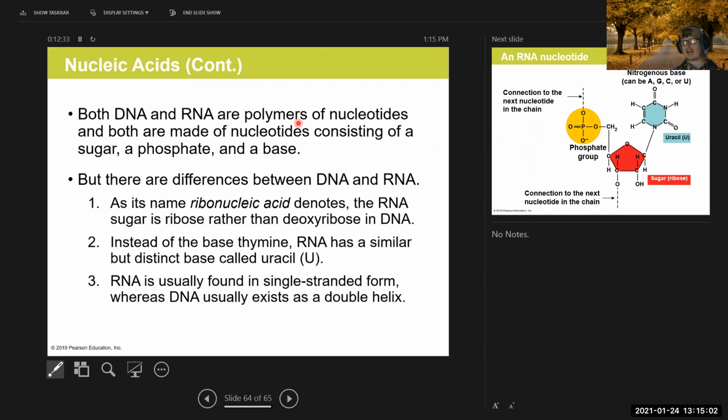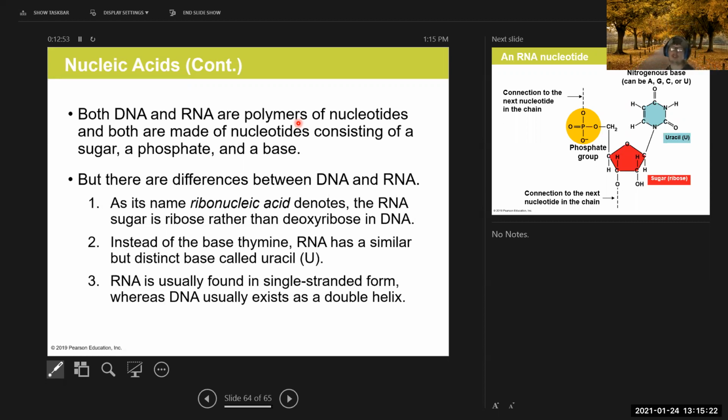So the thymine in DNA is replaced with uracil in RNA, and also the sugar molecule is different in RNA in that it's not a deoxyribose, but it is a ribose sugar. So those are two big differences.